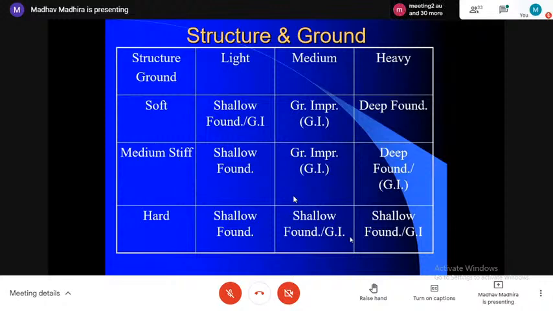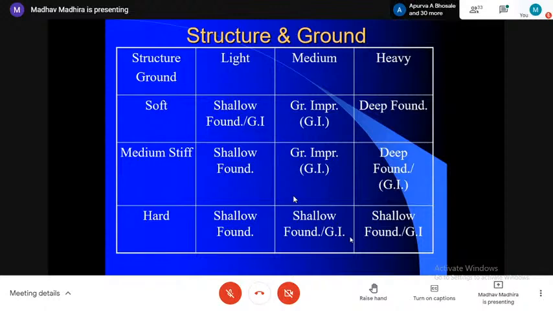So if you have a medium structure, heavy structure on soft ground, you can simply improve the ground and then get away with it. If you have a very heavy structure on soft ground, there is no alternative to deep foundation because the soft ground, even if you go maybe 5, 10 meters, you will not be able to get adequate bearing resistance, though we try to do some kind of semi-floating foundation. You have medium stiff ground, light structure, shallow foundations, no problem at all. Medium heavy structure on medium stiff soil, you can again get away with medium ground improvement. Heavy structure on medium stiff ground, you either have to go for deep foundations or ground improvement.